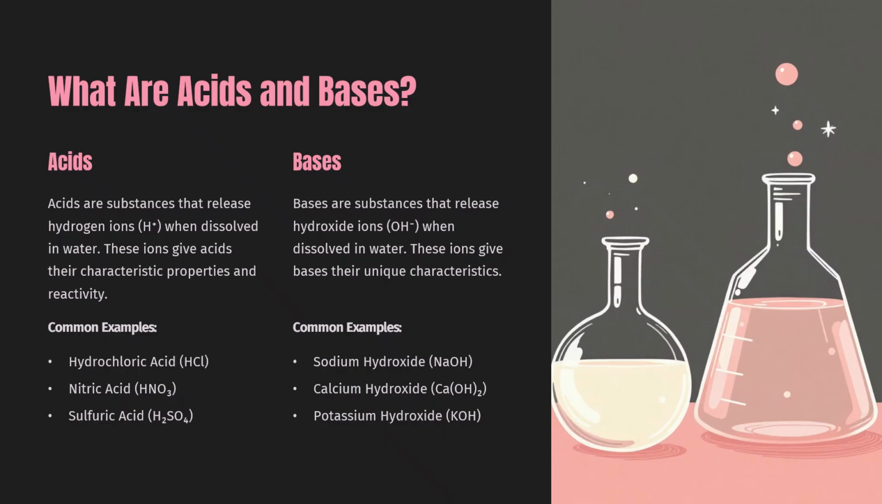What are acids and what are bases? Acids are substances that release hydrogen ions, that is H plus. Acids release only hydrogen ions, whereas bases are substances that release hydroxide ions, that is hydrogen and oxygen, OH minus. So acid releases only hydrogen ion, whereas base releases hydroxide ions.